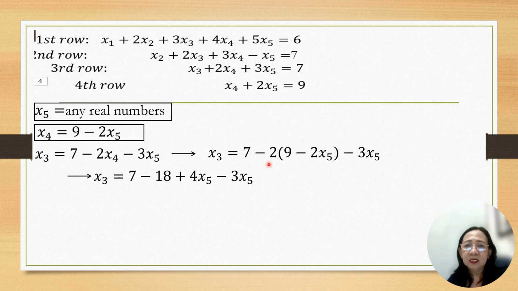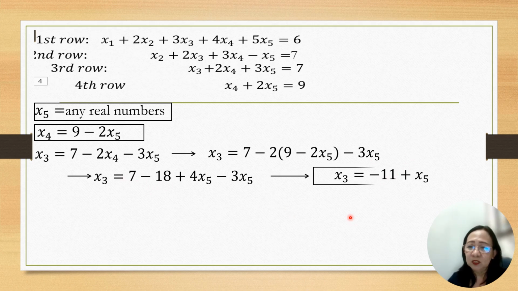Then, multiply. Negative 2 times 9 is negative 18. Negative 2 times negative 2x sub 5 is now positive 4x sub 5. And copy negative 3x sub 5, okay? So, combine 4x sub 5 minus 3x sub 5. That is now equivalent to x sub 5. Then 7 minus 18 is negative 11. So, this is the value for x sub 3.